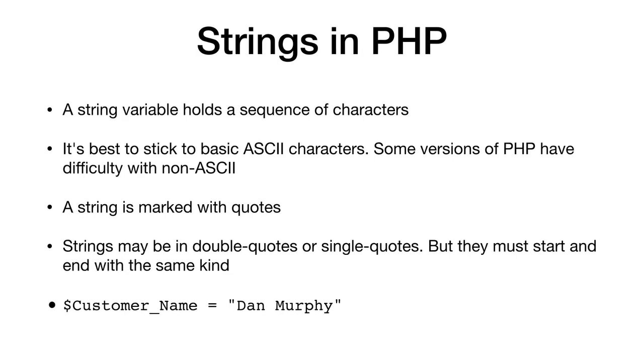A string is marked with quotes, and those quotes can be double quotes or single quotes. But obviously, if you're marking the beginning of a string with double quotes, then you mark the end of that string with double quotes. You can't mix and match. So here, for example, we have variable customer underscore name equals Dan space Murphy. And spaces count as well. That's something you have to be mindful of. And a space is treated pretty much the same as any other character. So D is a character, A is a character, N is a character, space is a character, M is a character, U is a character, and so on.